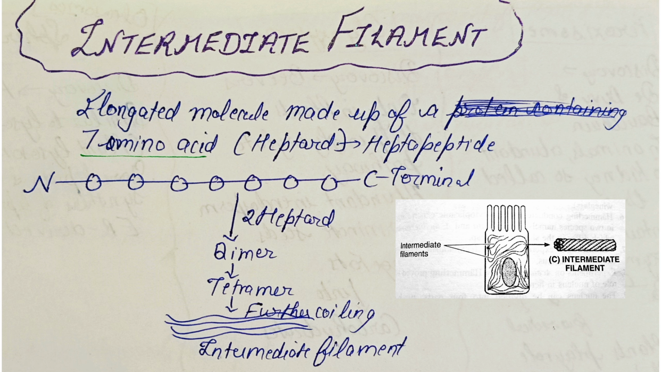Up next is the intermediate filament. Intermediate filaments are tough, elongated molecules present in bundles and are made up of 7 amino acids. The 7 amino acids here are known as the heptad. The two heptads combine and form the dimer. The dimer forms the tetramer and further coiling results in the formation of a rope-like structure, that is the intermediate filament.